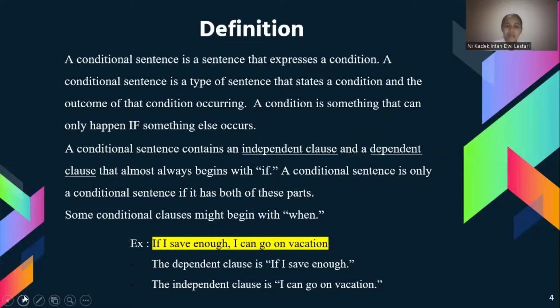So here I have an example. If I save enough, I can go on vacation. The dependent clause is "if I save enough", and the independent clause is "I can go on vacation".